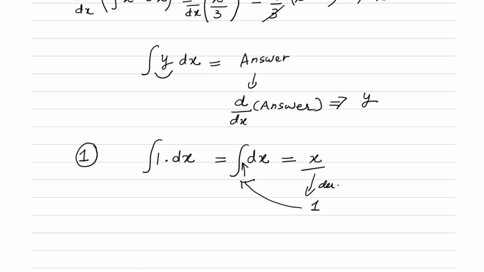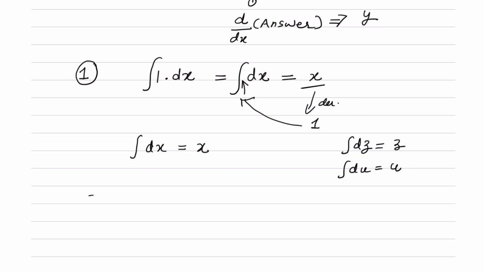So you know that this integration of 1 with respect to x that we have calculated, which is equal to x, is correct. So we have the formula: integral of dx is equal to just x. The same way, the integration of dz would be z, and the integration of du would be u. That's the first formula.